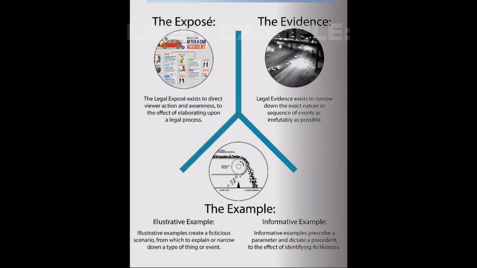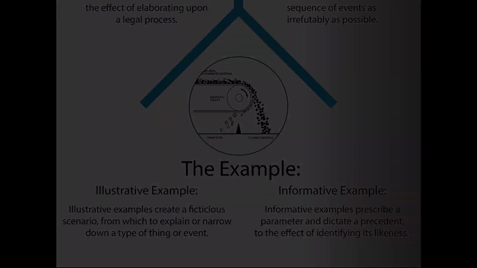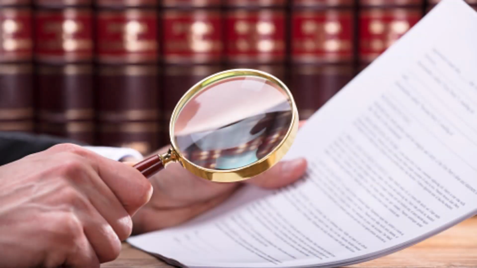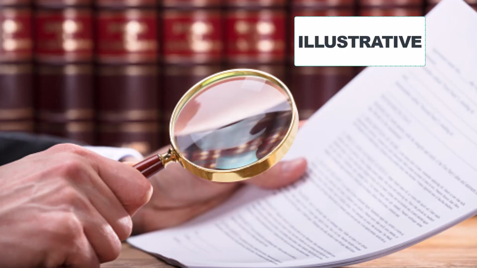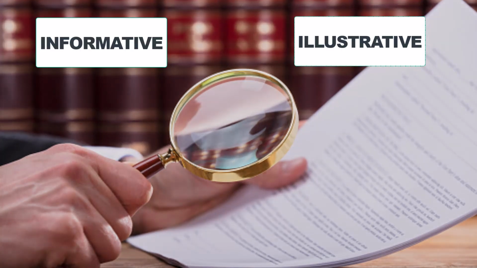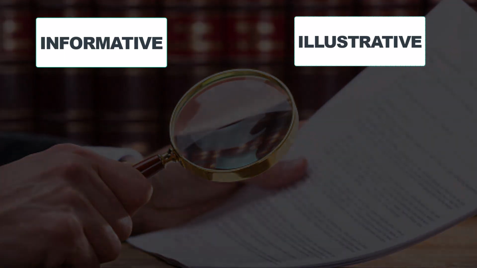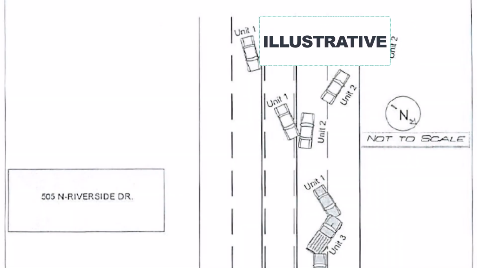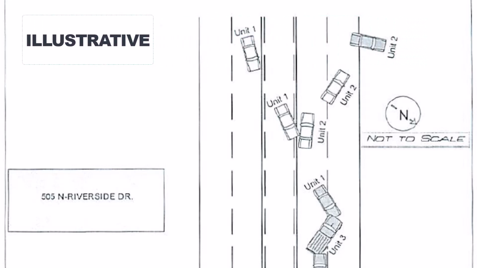Finally, we come to the example, which is the most exacting of the three major visuals found within legal circles. Primarily, examples of this nature come in two forms: illustrative and informative. Illustrative examples are most often present in material used to educate the reader about scenarios and how certain laws apply to them. To the right, we can see an illustrated example of a car pileup.